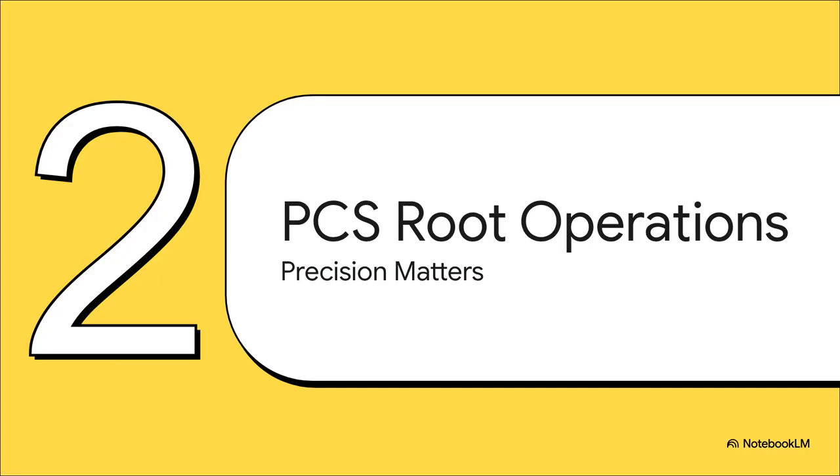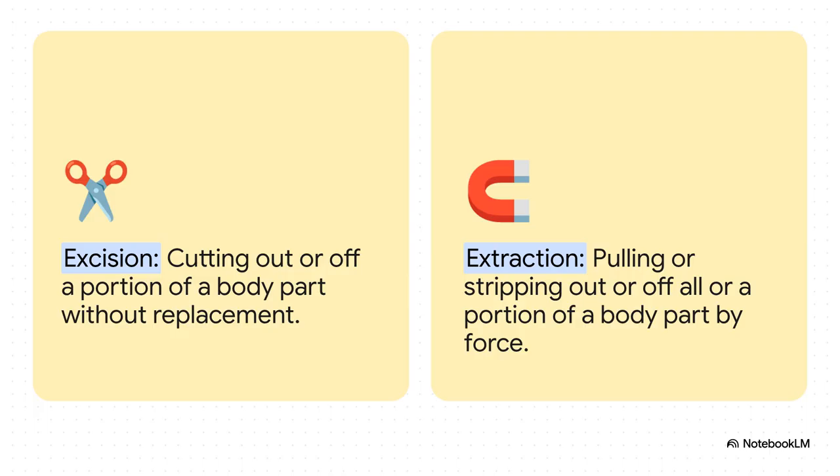Moving right along to Section 2, Mastering PCS Root Operations. Precision is everything here, folks. In the surgical and trauma world, you absolutely must know the difference between excision and extraction. Excision, which will code with the letter B in the third character of your PCS code, means explicitly cutting out or off a portion of a body part without replacement.